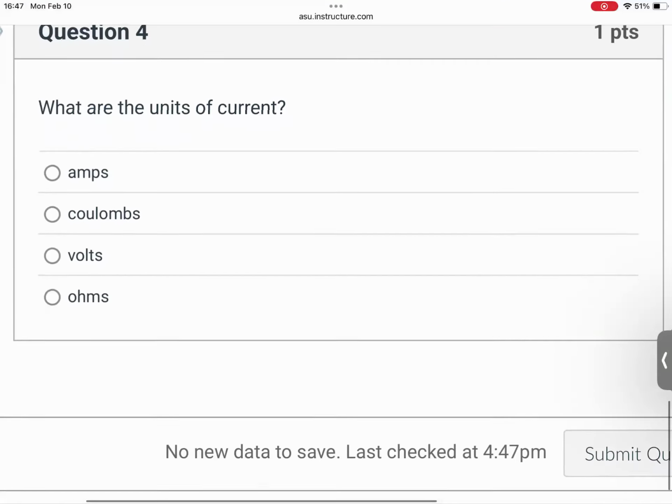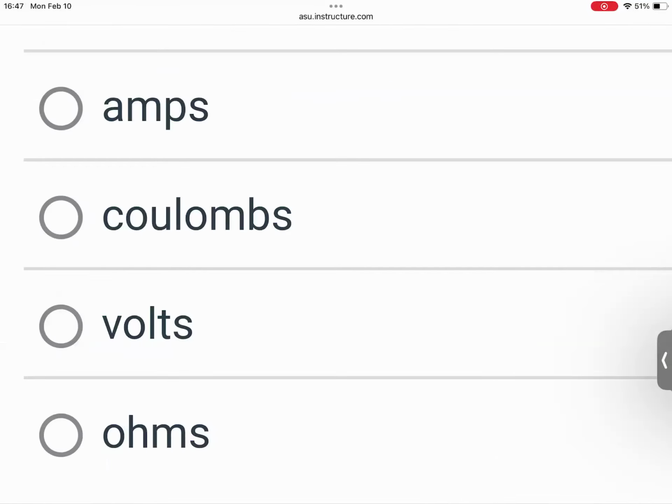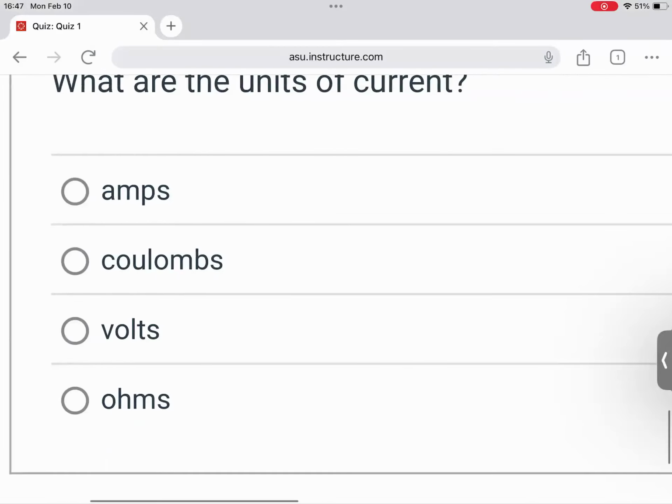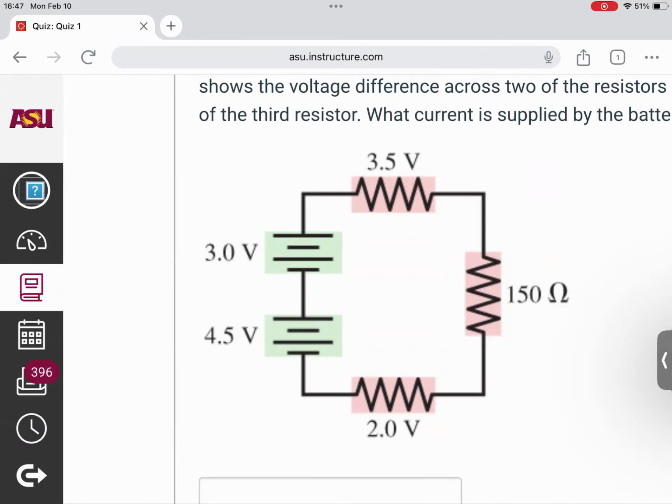I think that's it. Units of current. Amps. What's the coulomb? What question would be? Oh, there's a question in the chat. I see. Let's see. Thank you, Alex.